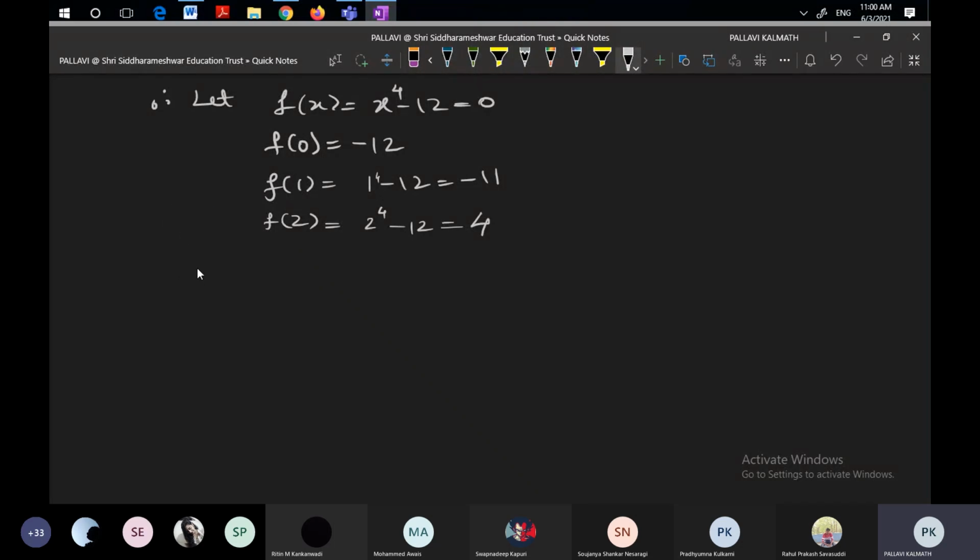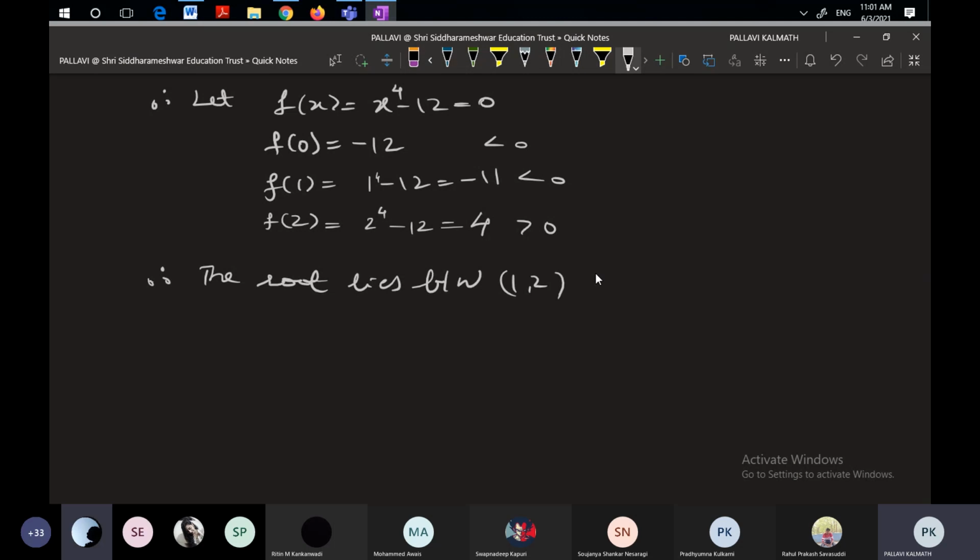Okay, so where does the root lie? You said f of 1 is minus 12, less than 0, and f of 2 is 4, greater than 0. Therefore the root lies between 1 and 2. Okay, so next step, which value is closer to 0? Minus 11 or 4? 4. 4, ma'am.